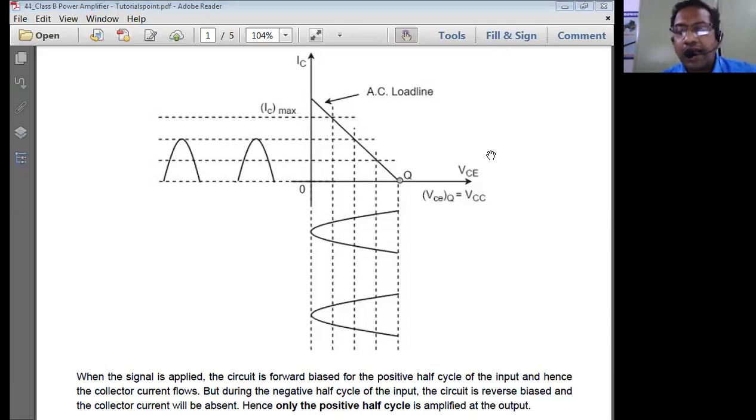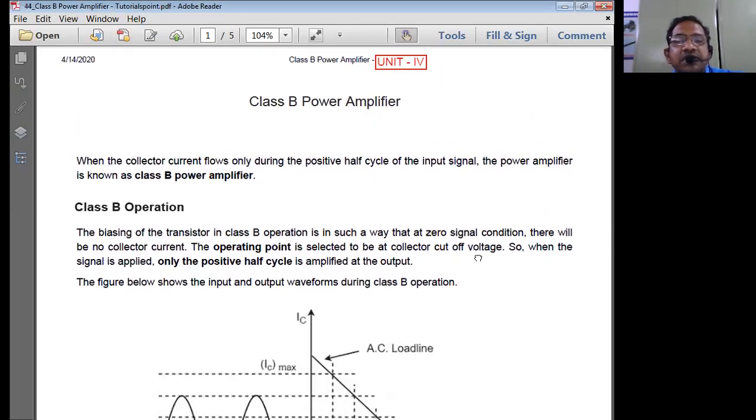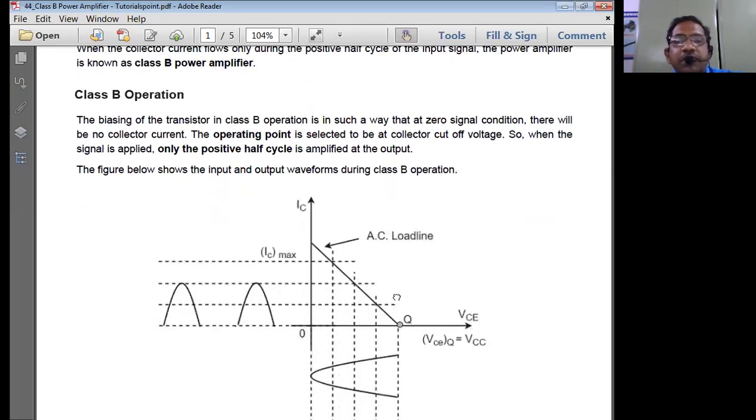Now we move on to the class B power amplifier. As we discussed, the class B power amplifier's firing angle is 180 degrees. That means the collector current of the power amplifier is normally going to flow only for 0 to 180 degrees of the input signal. That means the firing angle of the class B power amplifier is only 180 degrees. That is the basic operation of the amplifier.